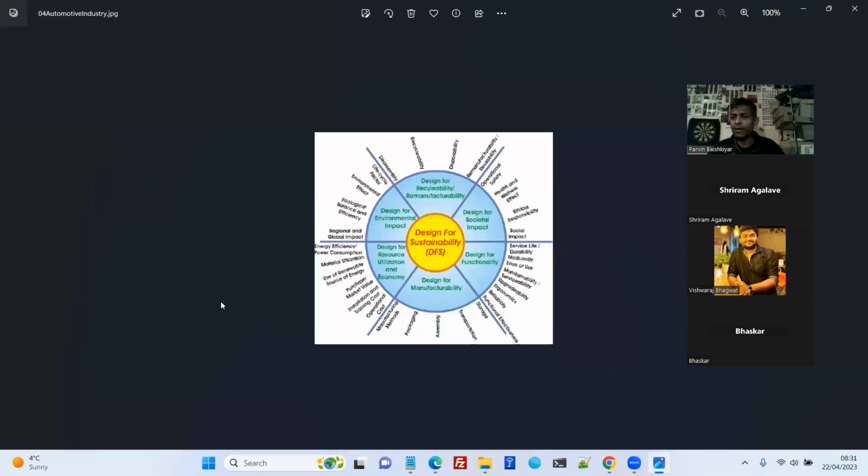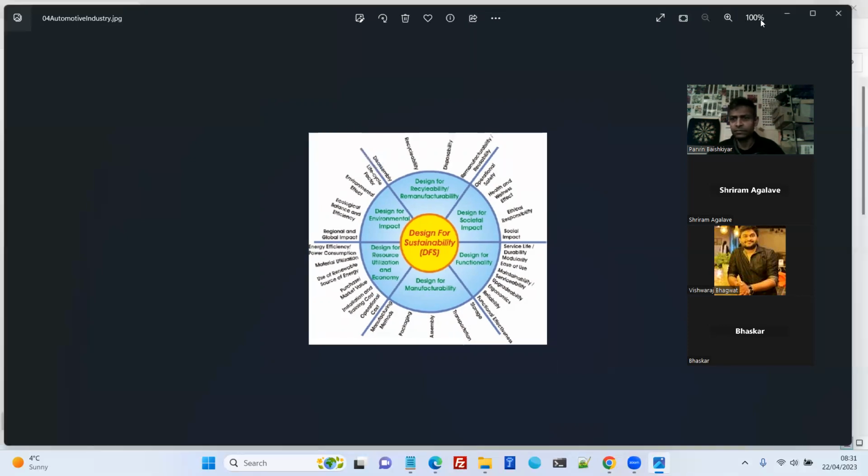We have already seen a bigger chart of this. It is kind of the same explanation from a different aspect of doing design: recyclability, remanufacture, design of societal element, design of functionality, design of manufacturing, design of resource utilization and economy.